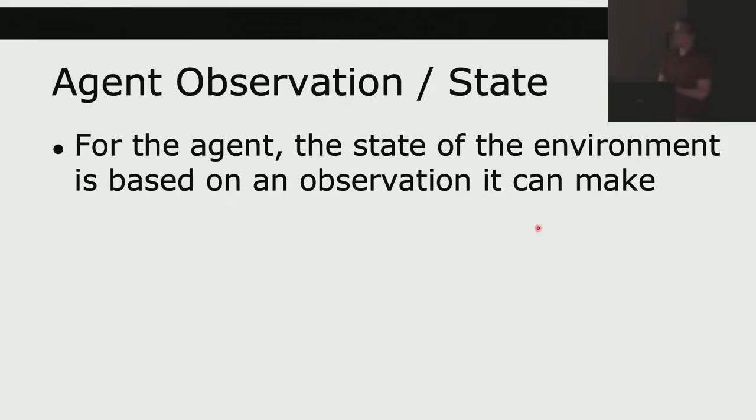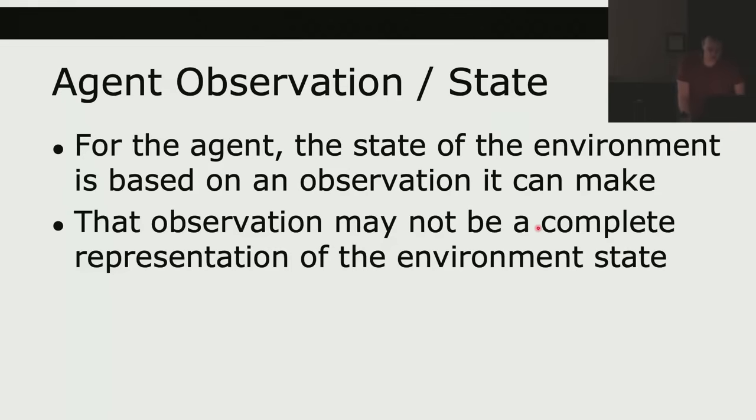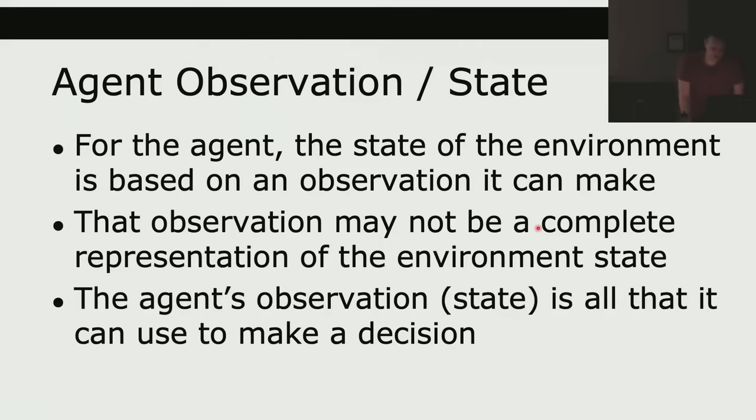So for an agent, the state of the environment is based on the observation that it can make. We already talked about that. That observation may not be a complete representation of the environment state, because something may be hidden behind that thing that I can't see. There might be another student over there who's, I don't know, going to jump me or something like that. The agent's observation is all that it can use to make a decision. Now, of course, there's its knowledge, etc. But in terms of the configuration of the environment, it is given to us in a specific way that may or may not contain all the information.